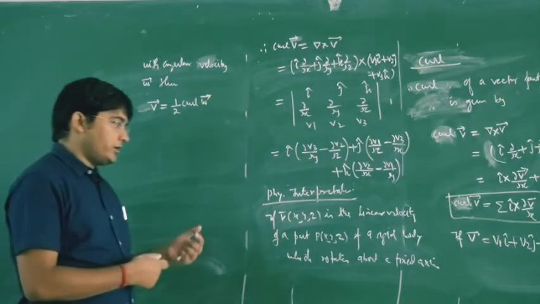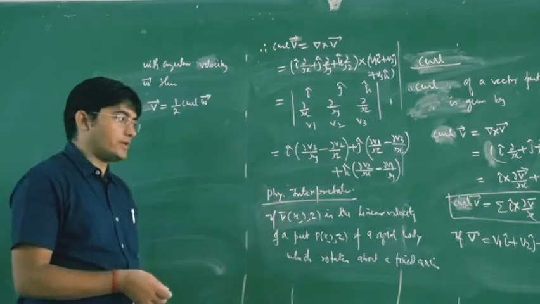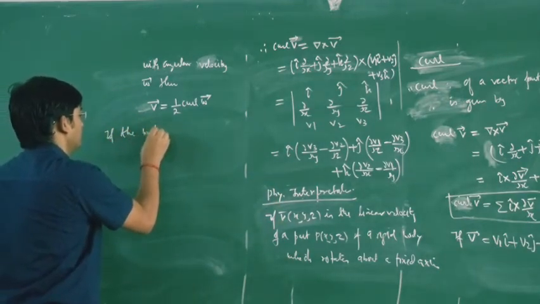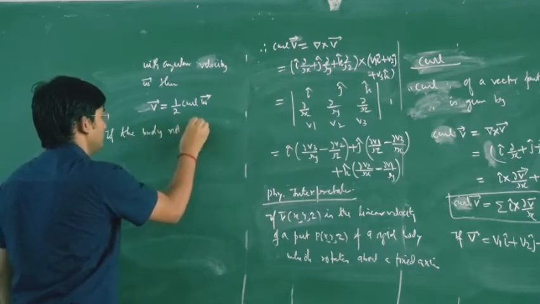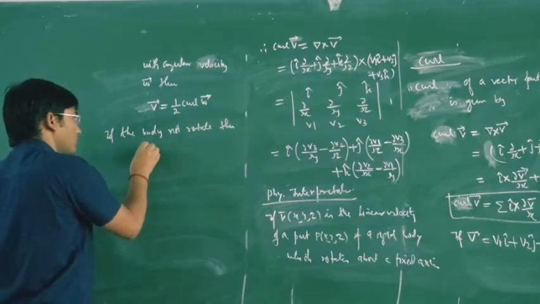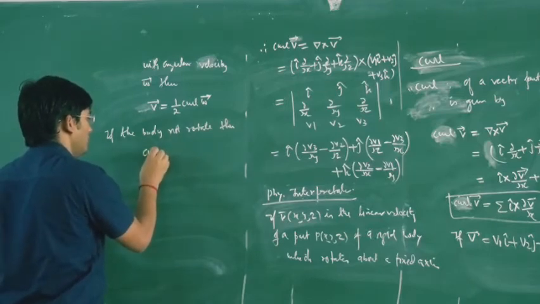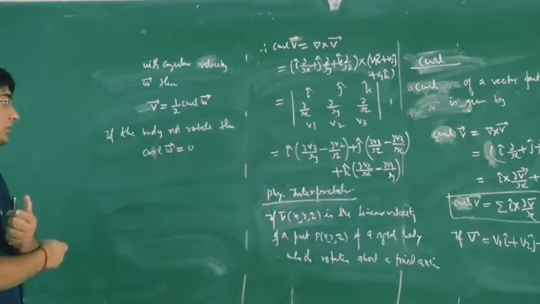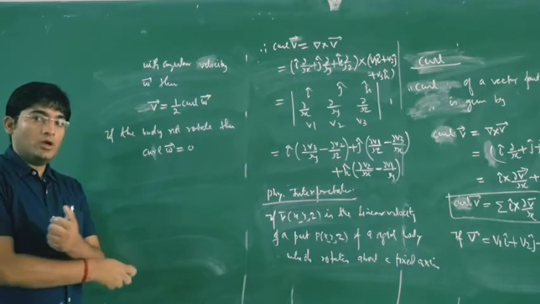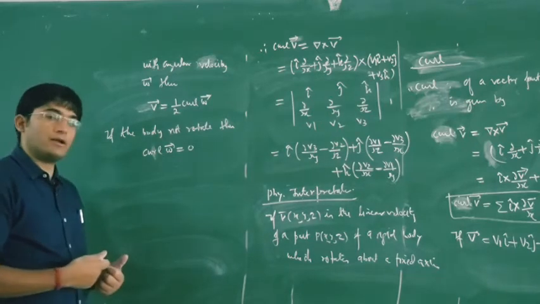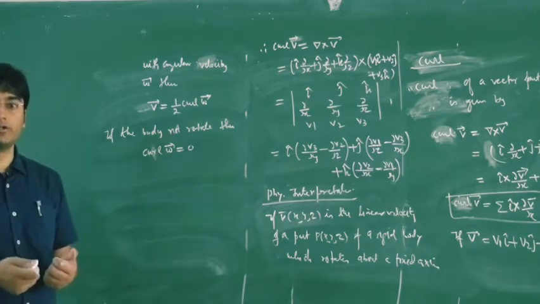Now suppose that the body does not rotate about this fixed axis. So if the body does not rotate, then your curl of W will be equal to 0. So in that case, your curl of W will be equal to 0. Now if your curl of W is equal to 0, then such types of vectors are known as irrotational vectors.